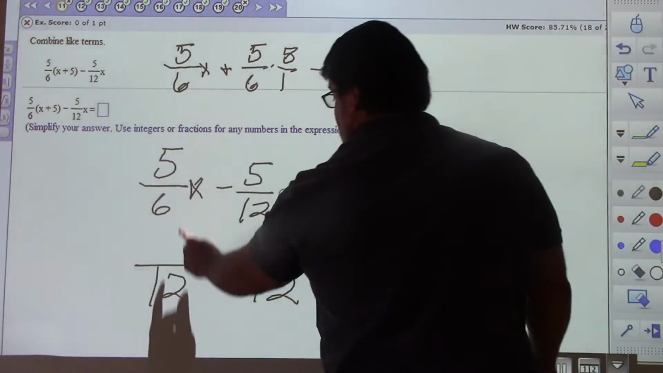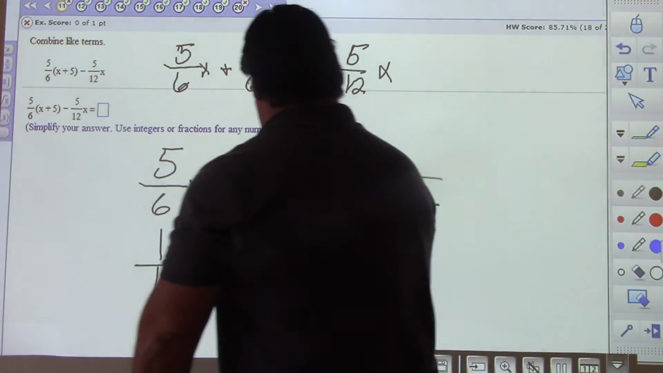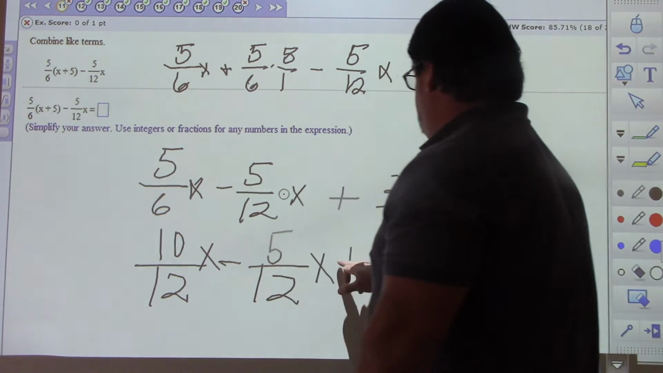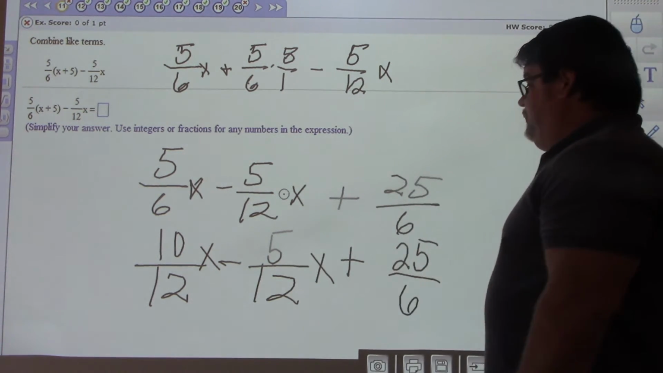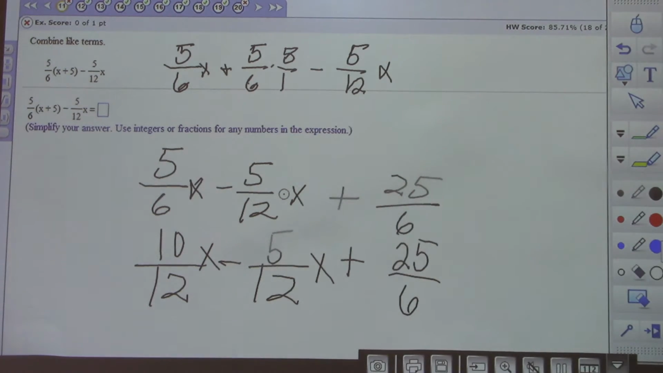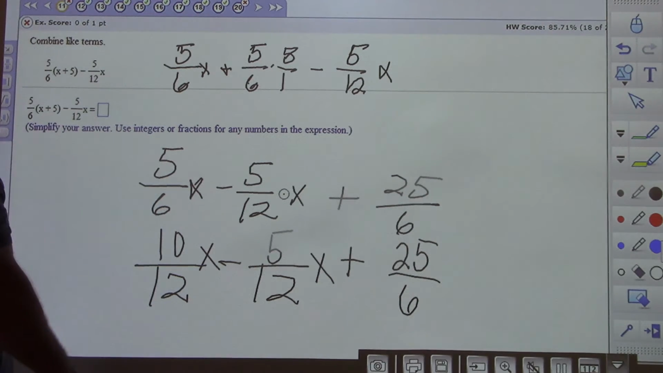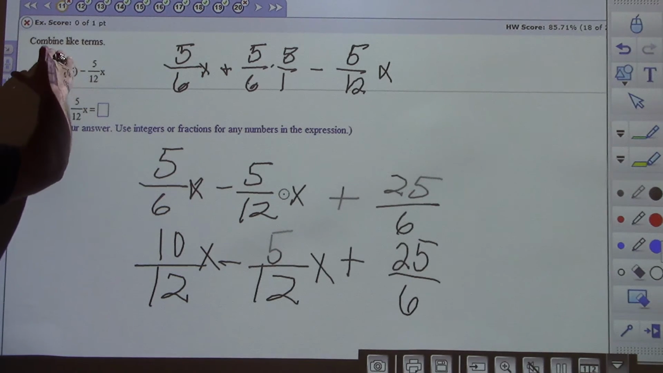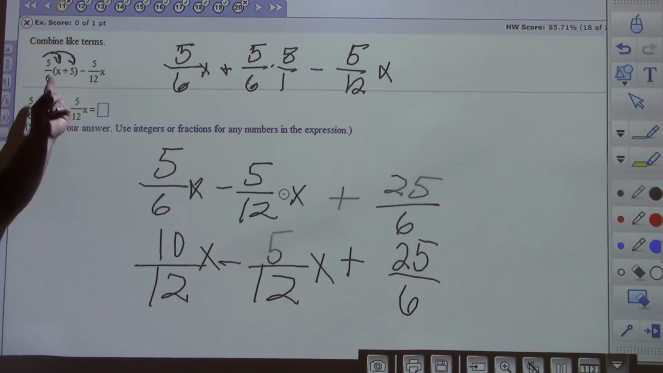How many times will 6 go into 12? 2 times 5? 10. I'm completely confused. With the top part, the 5/6 x plus, and then the 5/6 times 6, is that 5 over 1? Okay, I just distributed, because it says x plus 5. 5/6 x, plus 5.